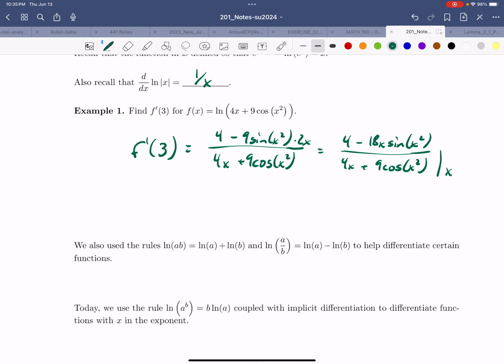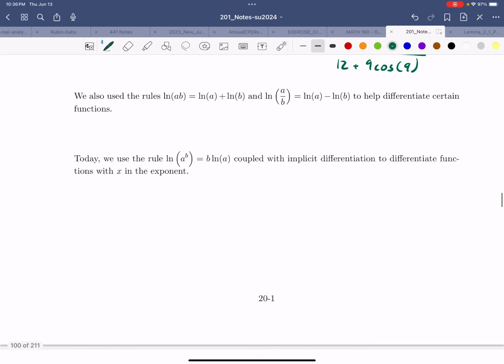And then, of course, because I said at 3, you have to evaluate at 3. So we get this lovely answer of, what is this? 4 minus 18 times 3, that's 54, sine of whatever the heck 9 will give you. And then this is going to be 12 plus 9 cosine of 9. Right, whatever the heck that is.